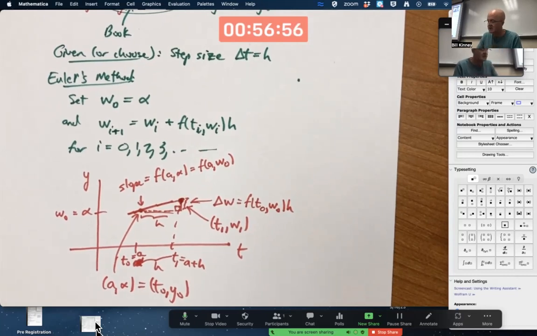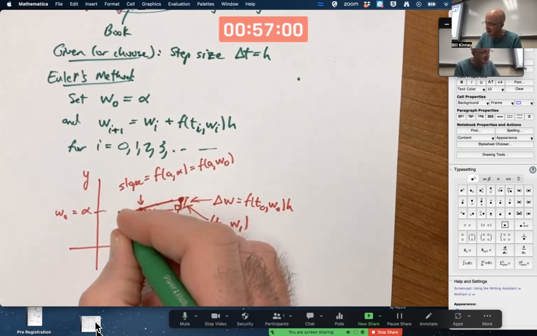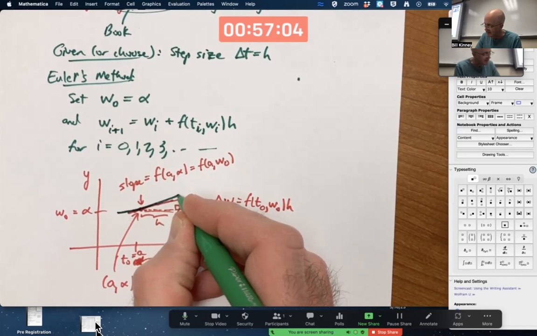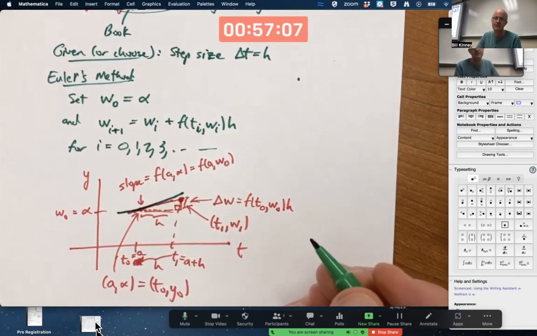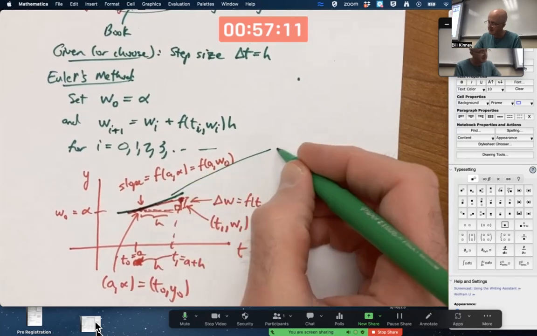We hope that if h is small enough, this line is not only tangent to the solution, which it has to be, but is close to the solution. This green graph that I'm drawing here is supposed to be the true solution.